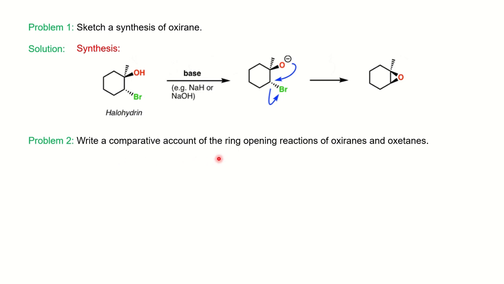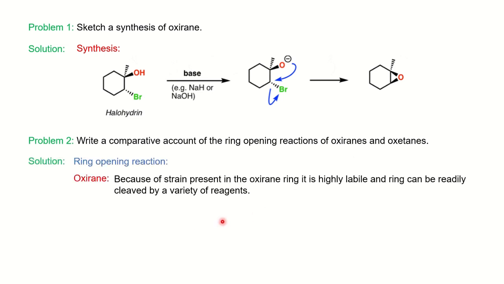Write a comparative account of the ring opening reactions of oxirane and oxetanes. So oxirane, we know, is a three-membered ring containing oxygen. Oxetanes are four-membered rings containing one oxygen. Here they are talking about the ring opening reaction of both. As we know, three-membered and four-membered rings have strain, and so you will see ring opening reactions for these compounds. We will discuss oxirane first.